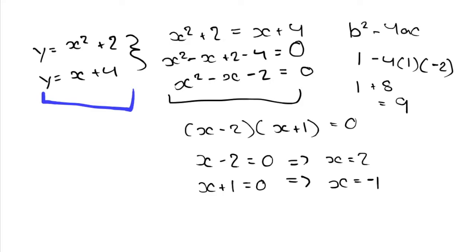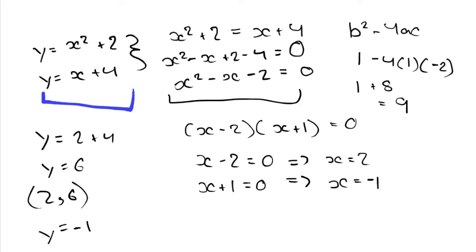So I can sub in x for 2 and get y is equal to 2 plus 4, and get y is equal to 6, meaning one of the points is (2, 6). And now I can sub in x for -1 and get y is equal to -1 plus 4, and get y is equal to 3. And I know that the other point of intersection is (-1, 3).